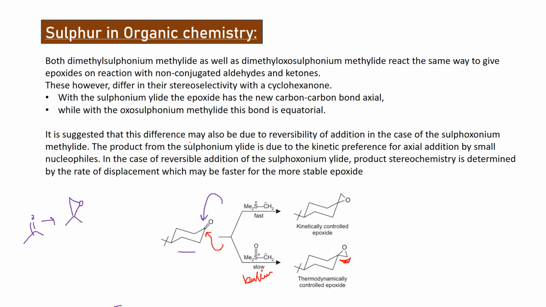Okay, because of that, in the case of sulfonilamide the reaction process is irreversible, but in the case of sulfoxonium the reaction is reversible, so it takes time, and because of the slower rate and bulkier group, it always prefers the thermodynamic product, that is the equatorial carbon-carbon bond.